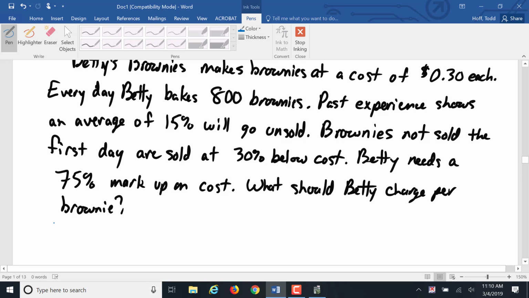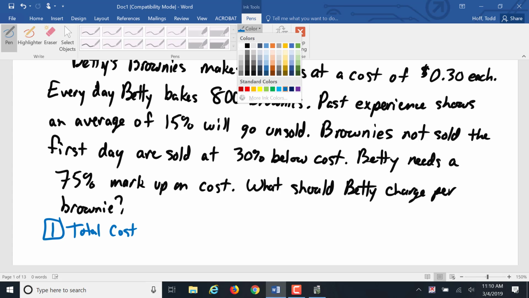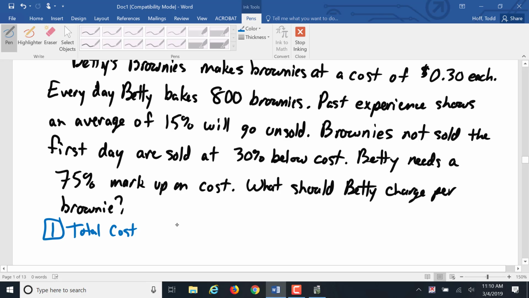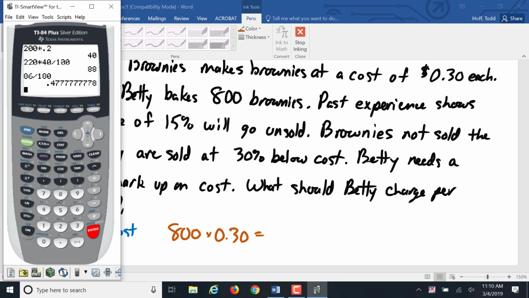So our step one here, total cost. That is simply going to be our 800 brownies times 30 cents each. Should be $240.